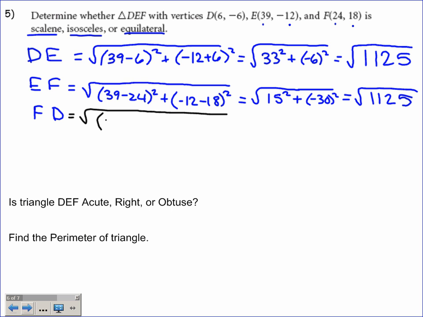Hold on. 24 minus 6, and we're squaring that. Okay. And what? 18 plus 6 squared. You don't have to say "to the squared," but just squared. 18 squared plus 24 squared. And what does that give us?